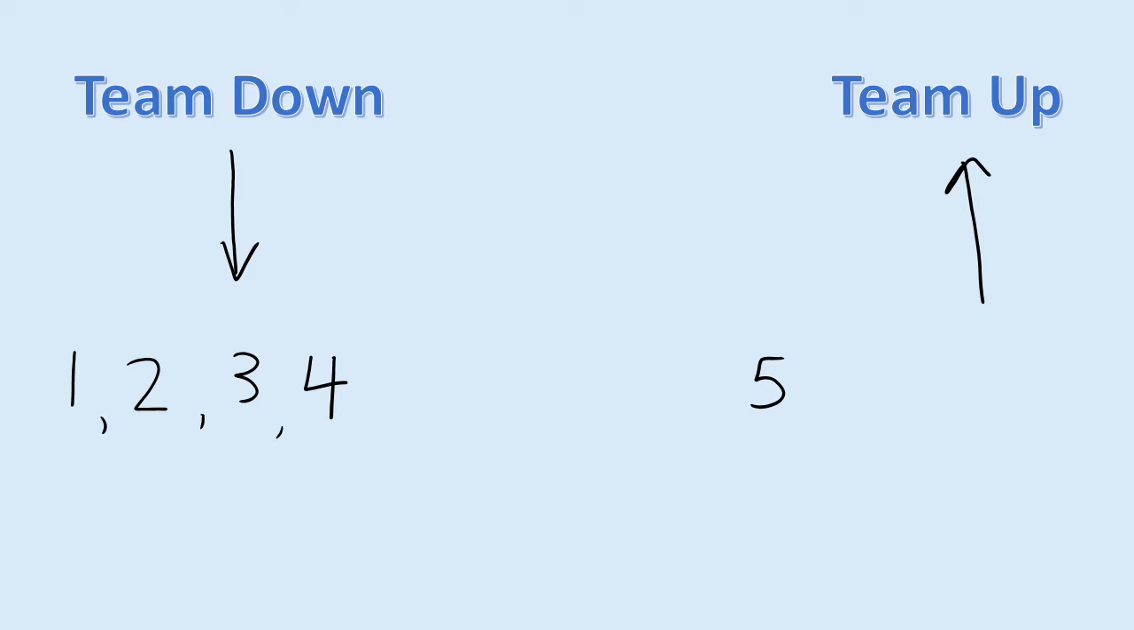Now first, a little recap of what we spoke about in our previous maths lesson. We discussed that there were two teams of numbers: a team down and a team up. We knew that when we saw numbers from team down, the numbers 1, 2, 3, or 4, we would be rounding down to the nearest 10. And when we were dealing with the numbers 5, 6, 7, 8, or 9, we would be rounding up to the nearest 10.